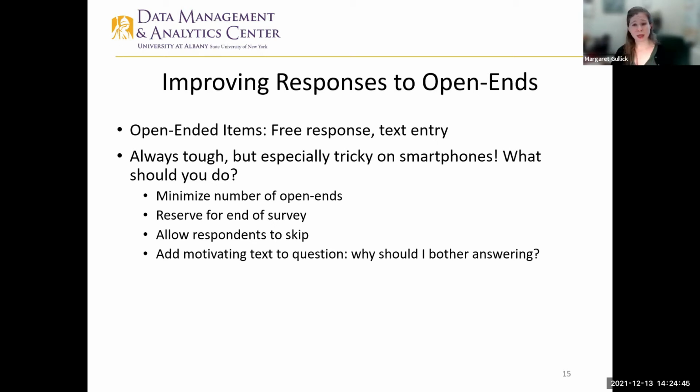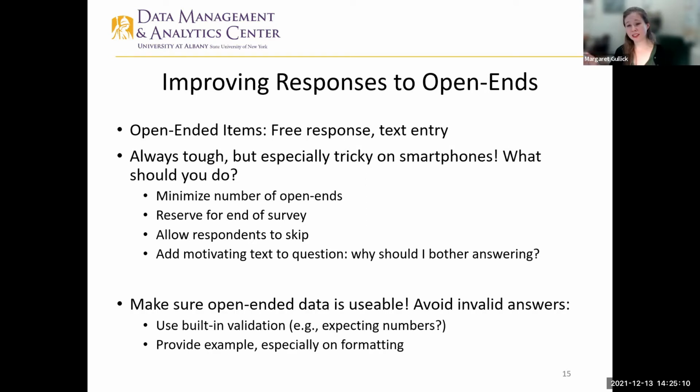You probably want to let respondents skip them. So don't make them a forced response or a required response. Because again, that's more likely to make someone quit versus just like, it's too much work to think of my own words, I'll just move on to the next thing. And you want to add motivating text to the question, telling me, why should I bother trying to think of my own answer for this?